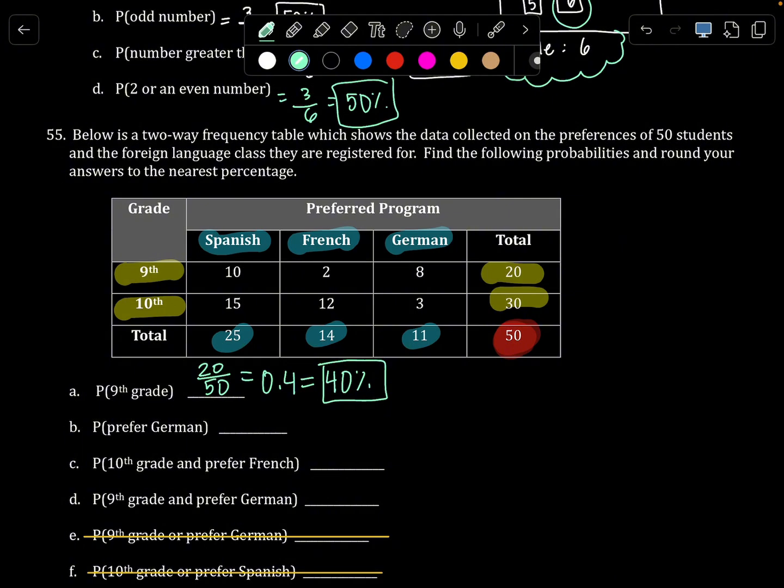How many prefer German? Look at the column of German. That's 11 out of the total, which is 50. What's 11 out of 50? Well, that's 0.22. Go ahead and multiply by 100 and get 22%.